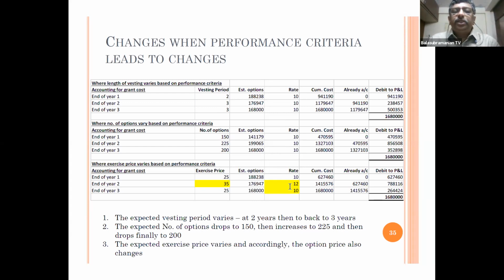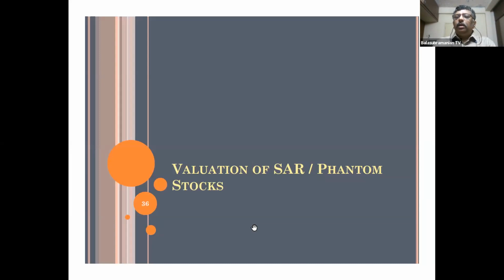I said normally. One of the exceptions is this, where the exercise price is going to change, because if the exercise price changes, the option value also changes. So that is something we need to bear in mind. As opposed to this, let's look at how a SAR or a phantom stock works.